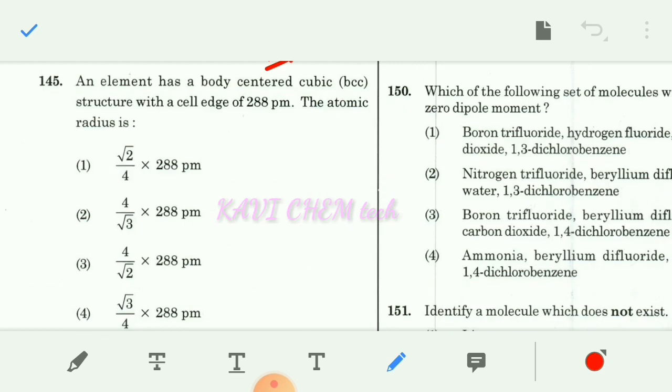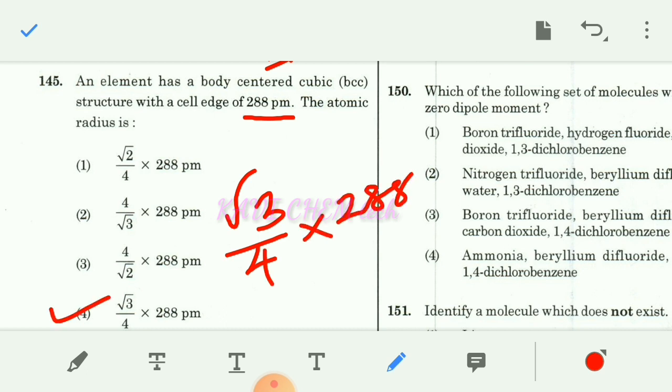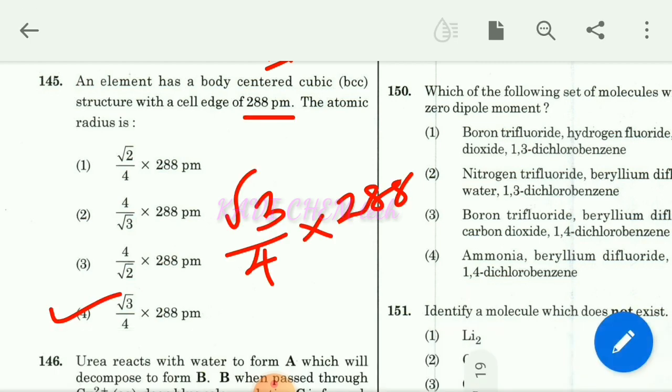Next, 145. BCC, body centered unit cell, they are given the edge length. The atomic radius, you know the formula of atomic radius, that is root 3 by 4 into the edge length. Okay, the edge length is 288. So it is a direct question. Option number 4 is the correct answer.